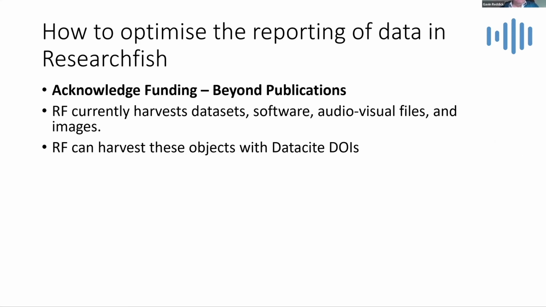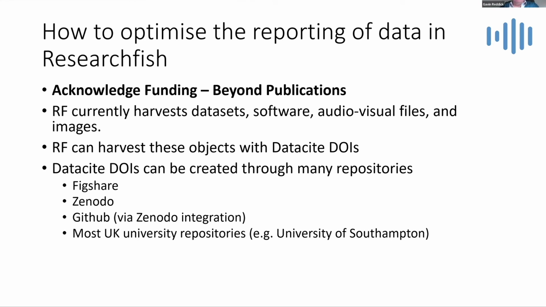And so we harvest these objects through use of DataCite and DataCite DOIs. You may already be familiar, but DataCite DOIs can be created through many different types of repositories. So very common ones that everybody uses, or many people use, would be Figshare and Zenodo.